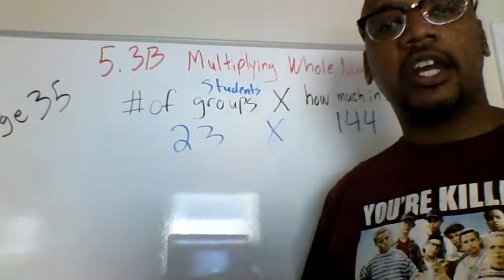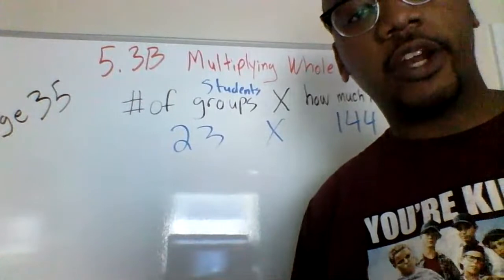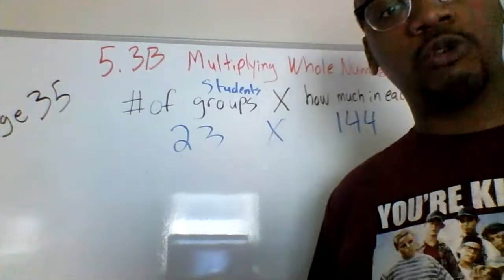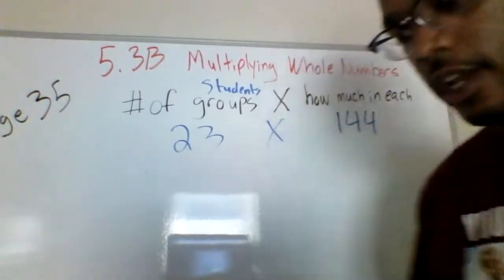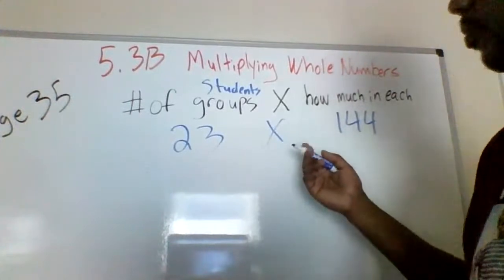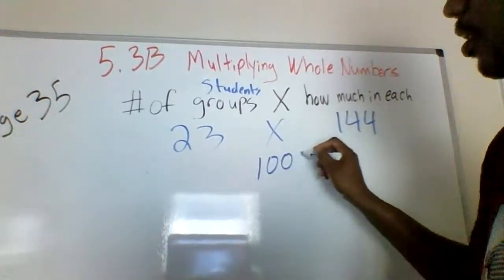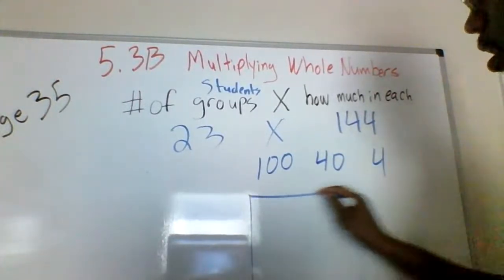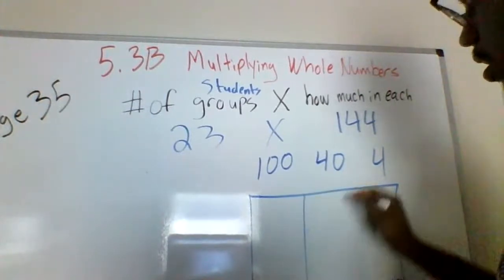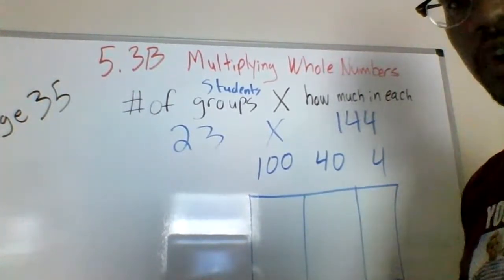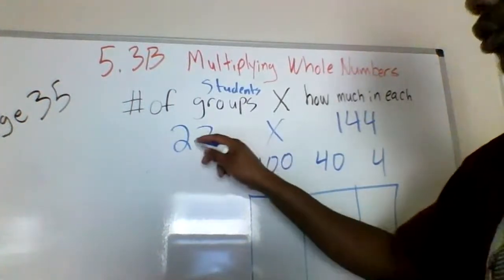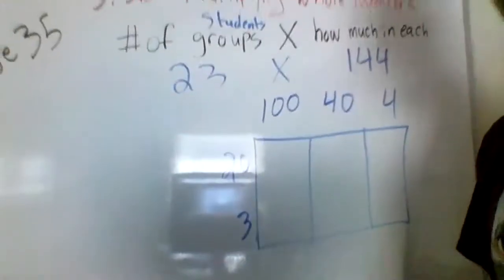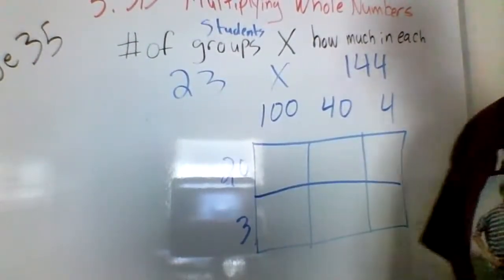All right. Now, for my last two problems, I'll go ahead and do box method. All right. Hopefully, this will be the last time you use box method, because in middle school, they won't let you use it. All right. So box method is 144 times 23. That means you need 6 boxes.